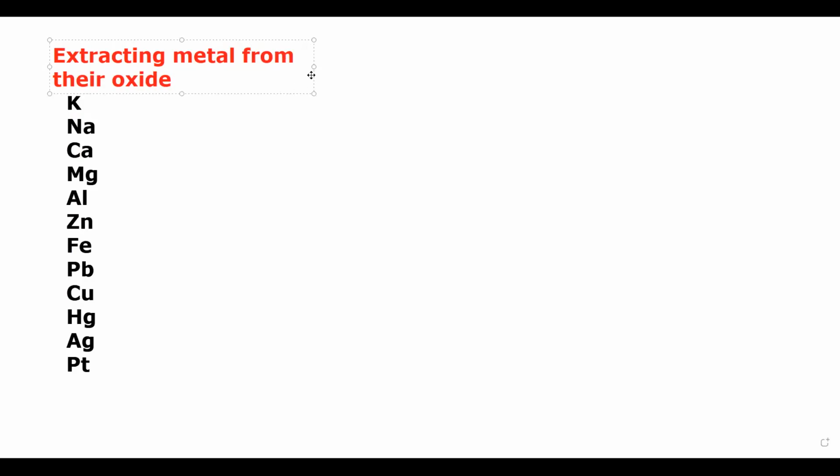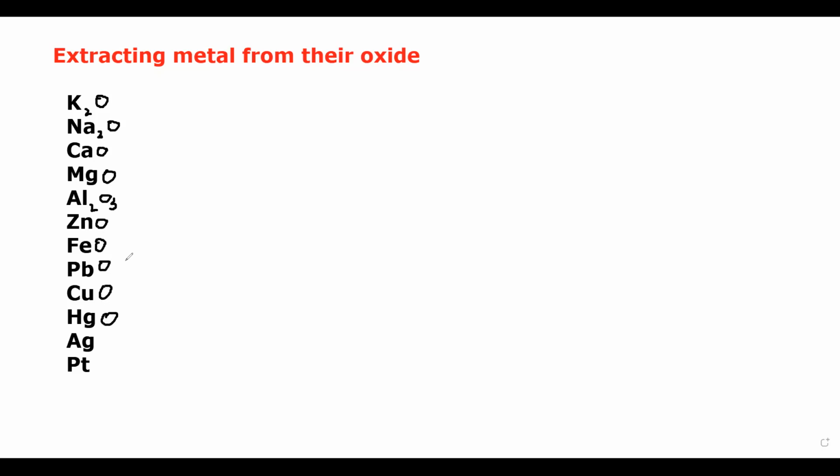like if we want to take out the metal from their oxides, such as potassium oxide, sodium oxide, calcium oxide, magnesium oxide, aluminium oxide, zinc oxide, iron oxide, iron 2 oxide, lead oxide, copper oxide, mercury oxide. For silver, only the top layer, the top surface, gets oxidized, but not the overall silver.